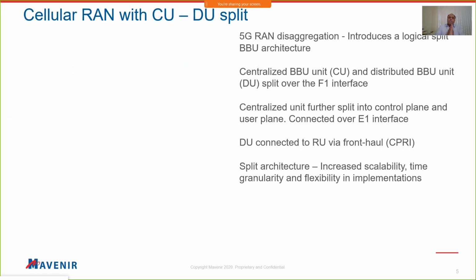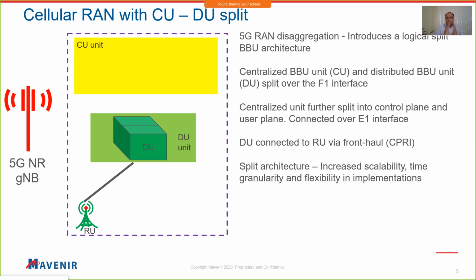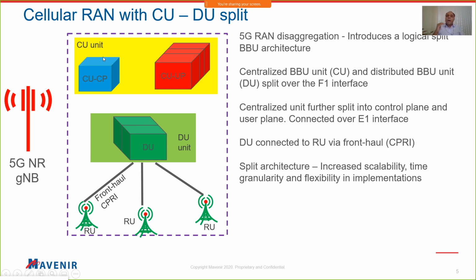5G introduces the notion of disaggregated RAN. What is meant by disaggregated RAN? The 5G base station, called the next generation Node B, has a split BBU. The BBU is split into a centralized unit called the CU, and one or more distributed units called the DUs. The DU units are connected to the radio units via the fronthaul. The centralized unit is further split into a control plane unit and one or more user plane units. Now, the CUCP of the control plane is connected to the user plane or CUUP through the E1 interface. The CUCP is connected to the DUs via the F1C, and the CUUPs are connected to the DUs via the F1U interfaces. Now, what is the rationale behind the split architecture?